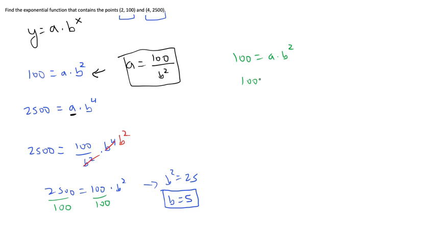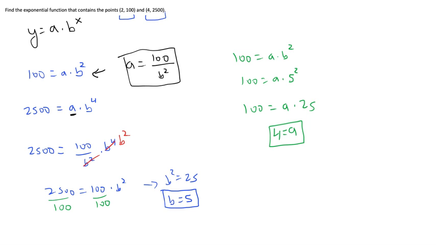So 100 equals a times 5 to the second power. Well, wait a minute. 5 to the second power is 25. So I can divide both sides by 25, which gives me my value of a is 4. 100 divided by 25 is 4.